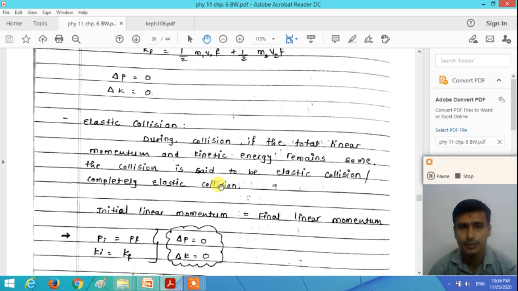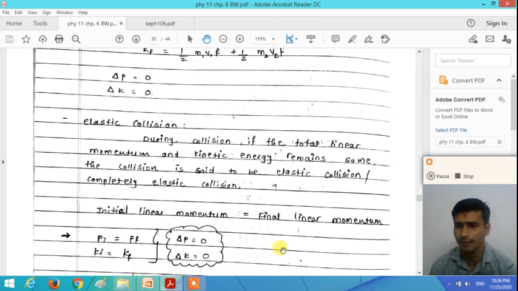So if the linear momentum and the kinetic energy before the collision and after the collision are the same, the collision is said to be a completely elastic collision, right? So in that, the change in the linear momentum is 0 and the change in the kinetic energy is 0. So suppose one collision is given to you as an example, right?